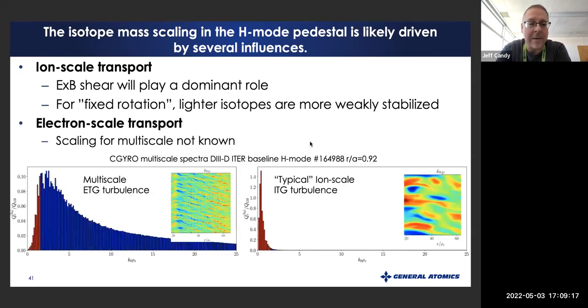Oh, okay, right. Basically, we have a huge computational allocation this year to specifically study this problem. We're just not ready to show the results here yet, but looking at what the isotope scaling difference is between typical ion scale turbulence versus these really complicated multi-scale regimes. So hopefully we'll know the answer to that by the end of the year, before one of us drops dead or something.